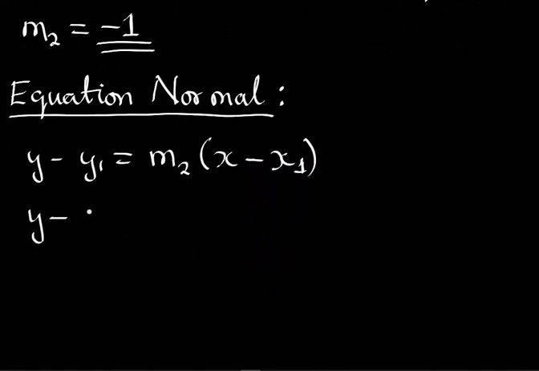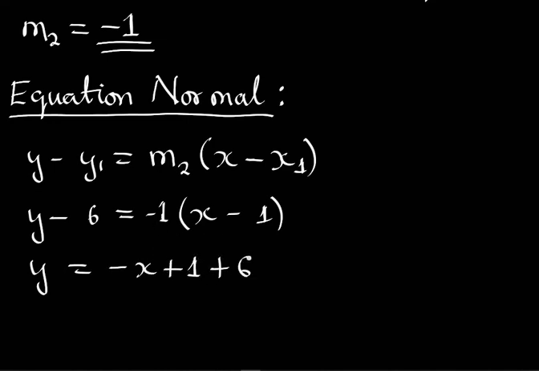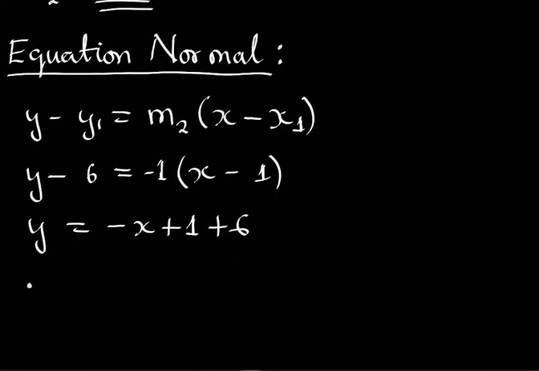In place of y1, we're going to put the 6. m2, we're going to put the -1. In place of x1, we're going to put 1. Then we simplify. This 6 crosses over to the right hand side, and we have -x, the negative and the negative, plus, and this becomes positive. Therefore, the equation of our normal is going to be equal to y. If you want, you can write it as 7 minus x. And this is our final solution.